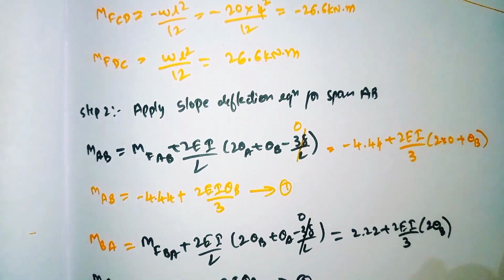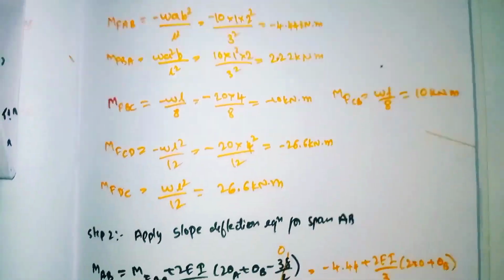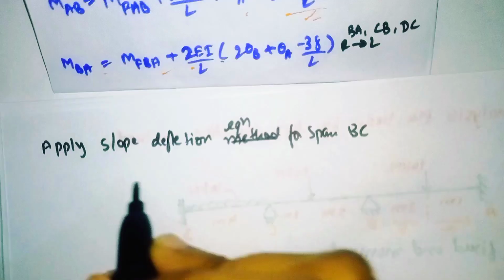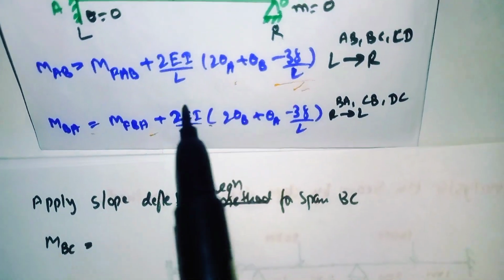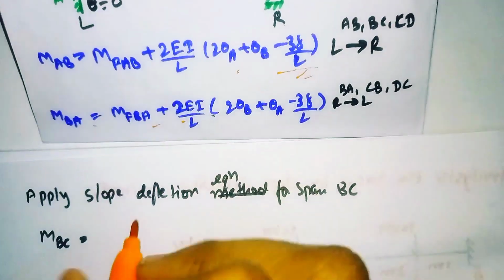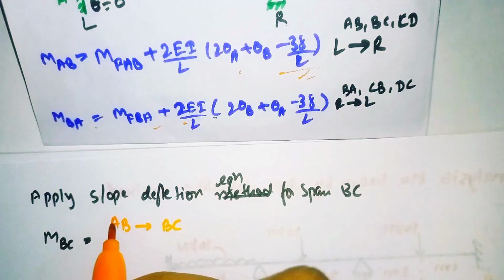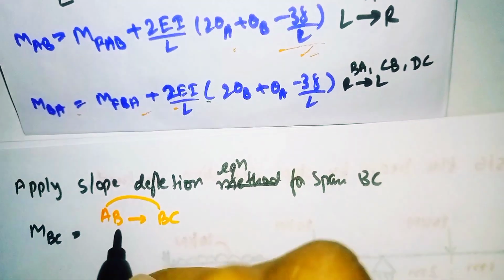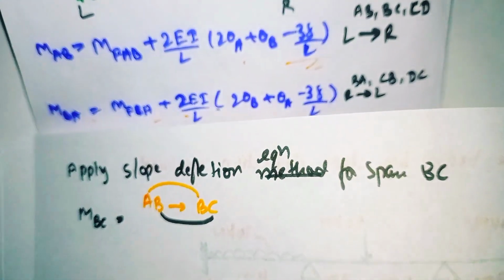Similarly we have to calculate for span BC and CB. So apply the slope deflection method for span BC. Now MBC is equal to, for that we have the formula, this formula. Only here the alphabet will change. The formula is same. In case of A, we need to substitute B. In case of C, we need to put C.